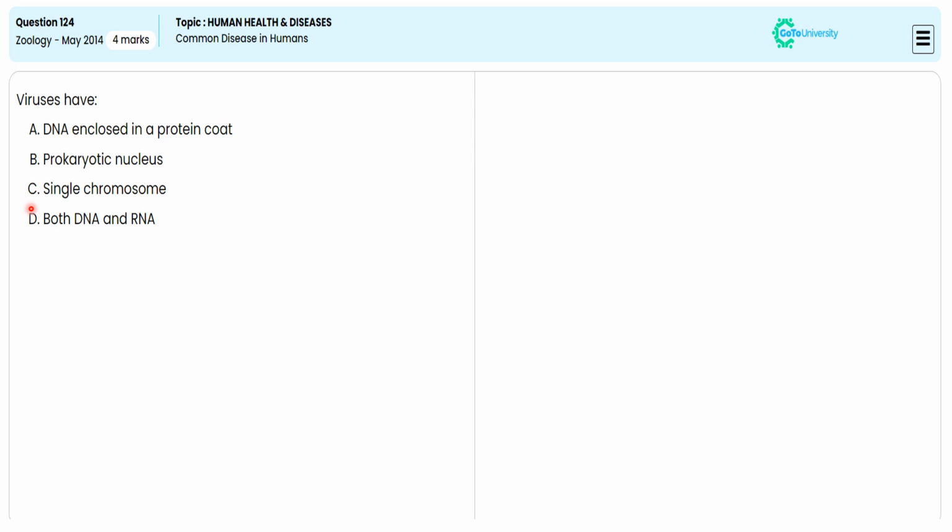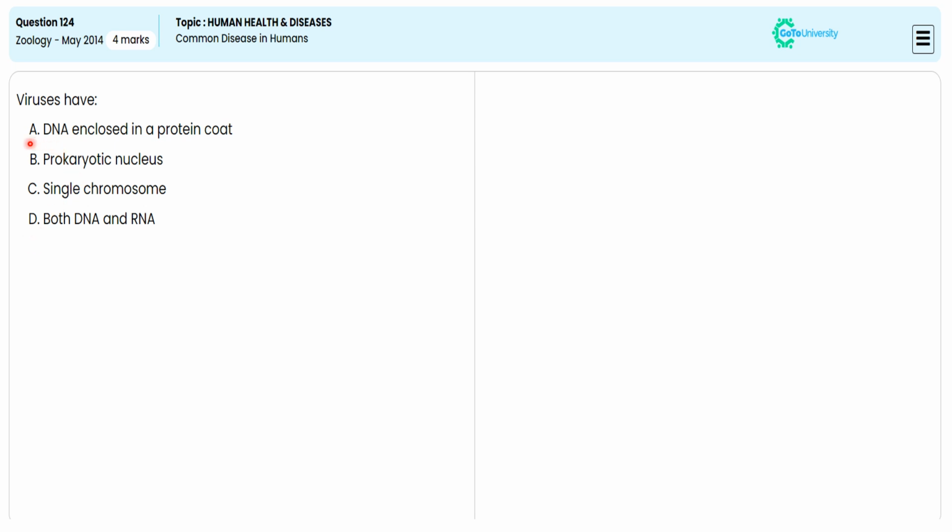Why are we avoiding option C? Because the single chromosome concept I can use for bacteria and yeast, but I can't use for virus. That is the reason why we are avoiding option C. Why are we avoiding option D? Because a virus does not have both DNA and RNA as genetic material in one specific virus. Some viruses have RNA as genetic material, some viruses have DNA as genetic material. So we are avoiding option D and we are choosing option E as the correct answer.